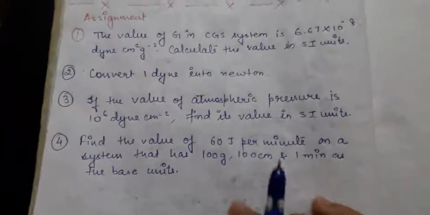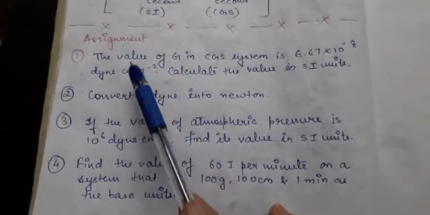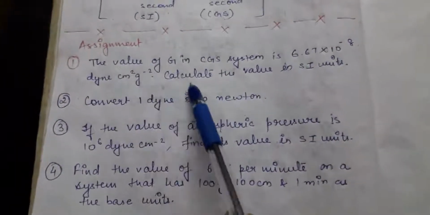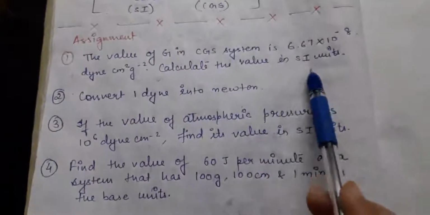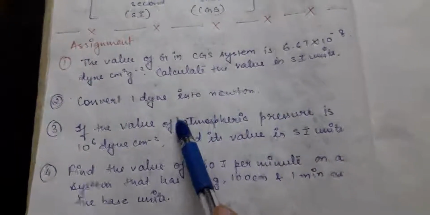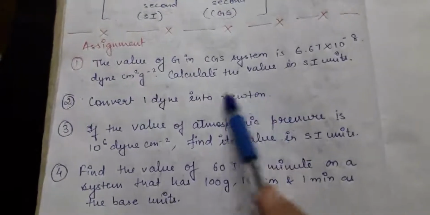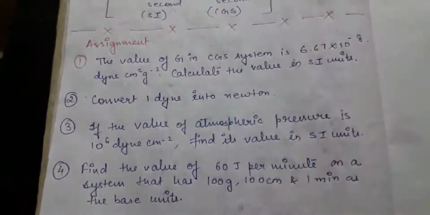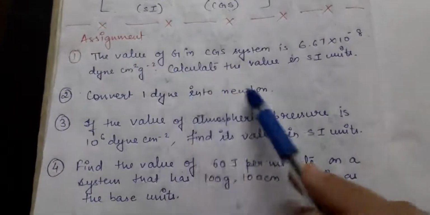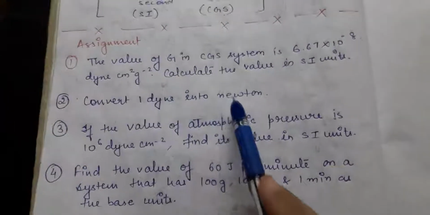So 4 questions I have prepared for you in this video regarding this topic. The value of G in CGS system is this, dyne centimeter square per gram square. Calculate the value in SI units, means you have to find out the G value which is given in the CGS, but you have to find out the value in SI. Convert 1 dyne into Newton. You must be aware Newton is the SI unit of force, means here you have to use which dimensional formula? Force. Dyne is the CGS unit of force and Newton is the SI unit of force, means which system is given to you? CGS. In which system you have to convert?